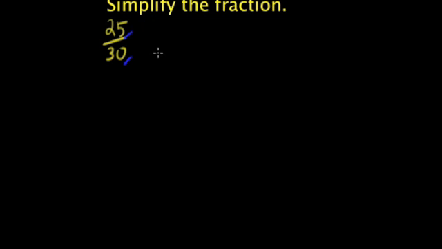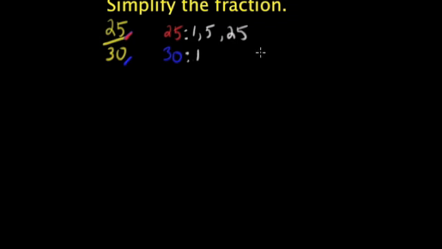To show you how, go ahead and change the color so they're different. 25 is going to be red, 30 is going to be blue. So what I'm going to start doing is start listing the factors that multiply to 25. So the factors of 25 are going to be 1, 5, and 25. Not a lot of factors there, okay? Then I'm going to switch the colors to blue. I'm going to get the factors for 30.